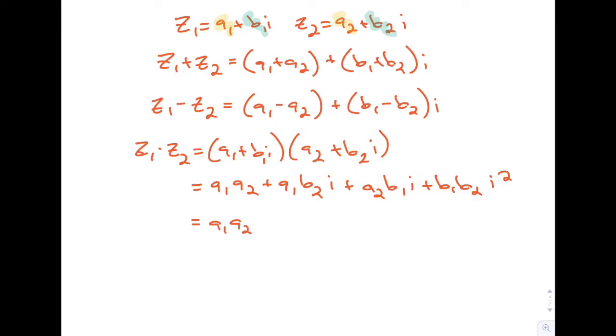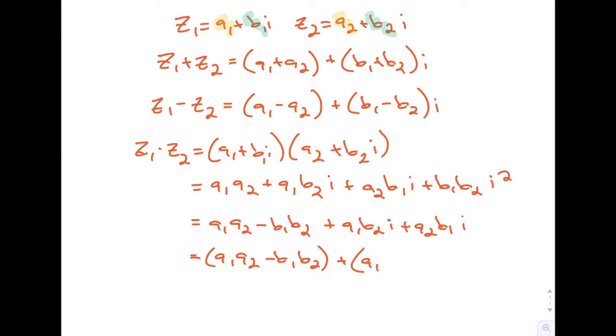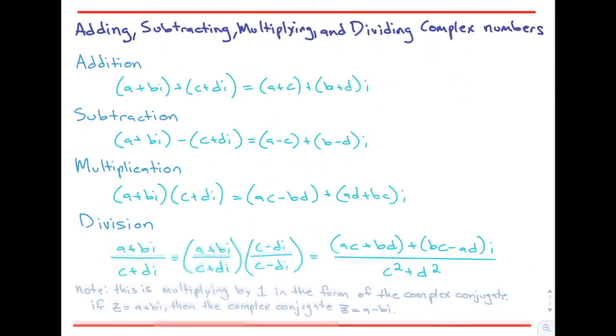So we have a1, a2 minus b1, b2, since i squared is -1, plus a1, b2i plus a2, b1i. And then just to group it so it's clear, we have a1, a2 minus b1, b2 plus (a1, b2 plus a2, b1)i. And this is all summarized as adding, subtracting, multiplying, and dividing complex numbers.